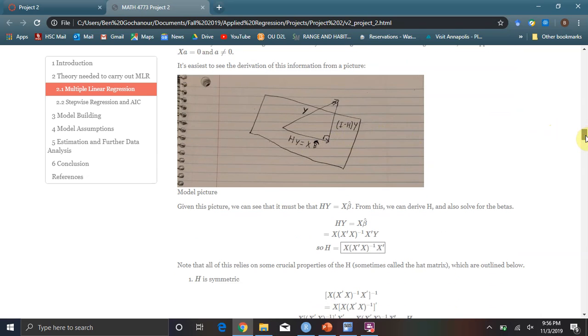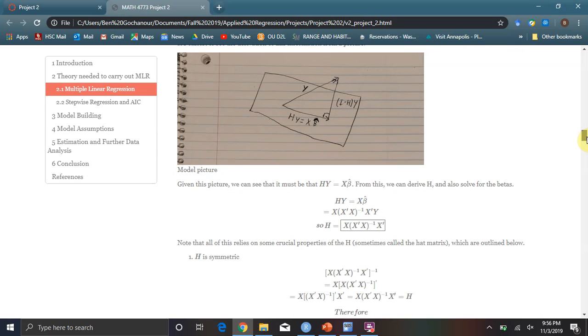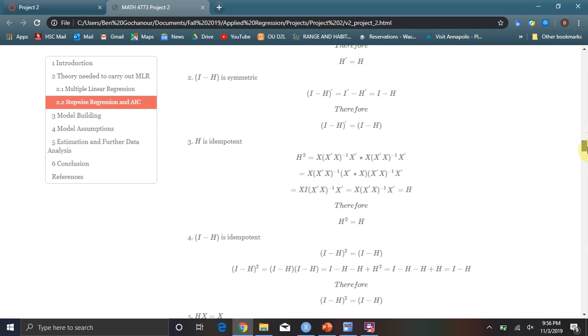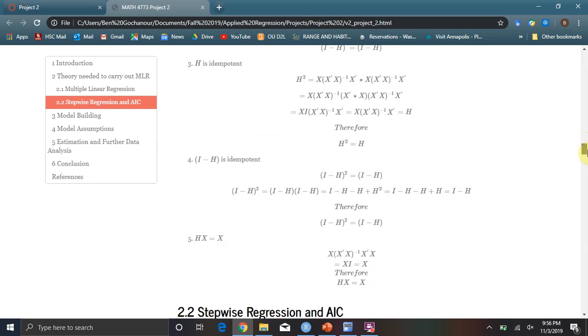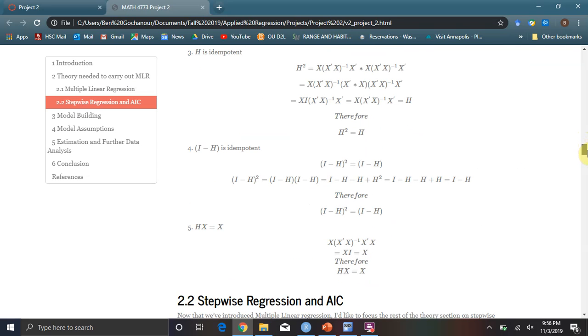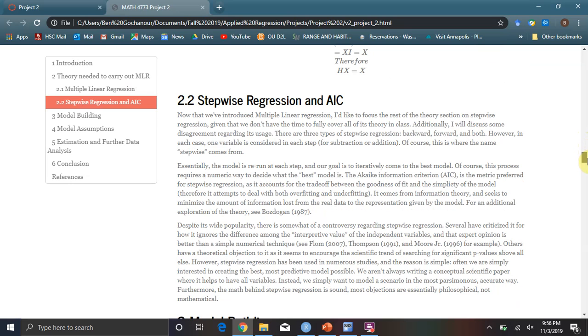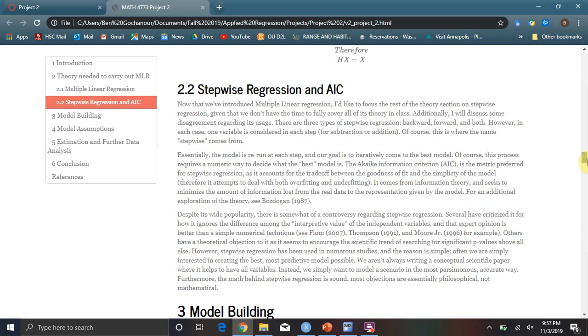And so here I just do a little bit of derivations about what the H is and all the properties of H, including it being symmetric and idempotent, that allow us to prove many of the things we prove with multiple linear regression. I also focus a lot of my time in the theory on the stepwise regression and the AIC, given that this is something I'm interested in and that we don't have time to fully cover in class. So I discuss what it is and sort of the discussion surrounding it.